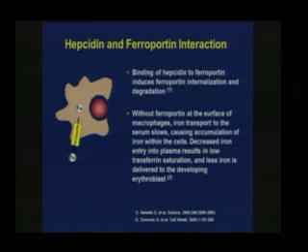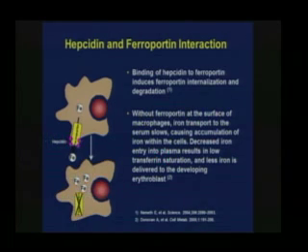So focusing on the macrophage first, the binding of the ferroportin to the hepcidin causes the degradation of the ferroportin. Iron can no longer leave the cell. That leads to accumulation of iron inside that macrophage and low entry of iron into the blood, leading to low transferrin saturation.